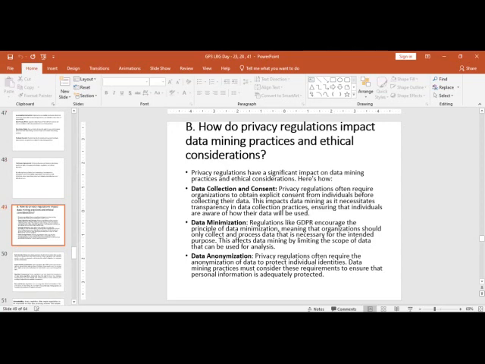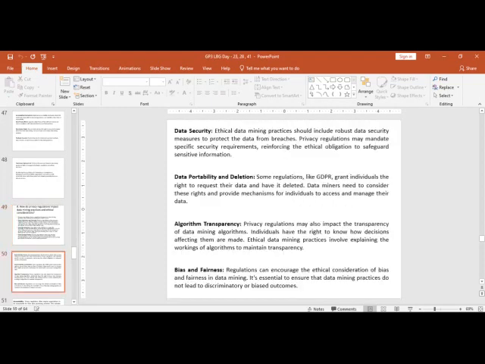Data minimization. Regulations like GDPR encourage the principle of data minimization, meaning that organizations should only collect and process data that is necessary for the intended purpose, hence affecting data mining by limiting the scope of data that can be used for analysis. Data anonymization. Privacy regulations often require the anonymization of individual identities. Data mining practices must consider these requirements to ensure that personal information is adequately protected.